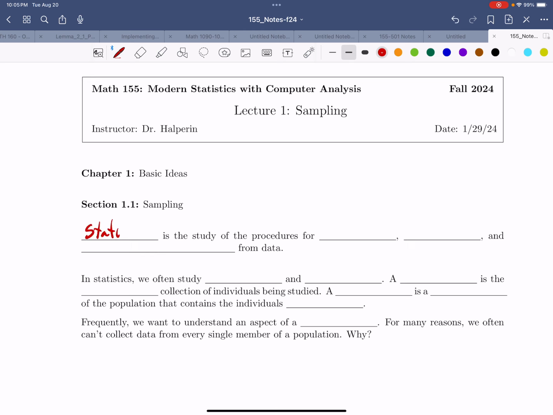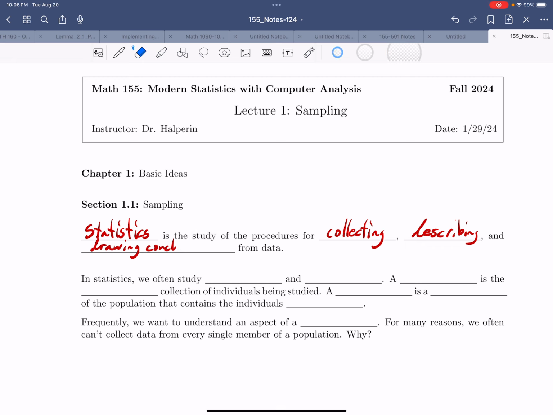Statistics is the study of the procedures for collecting, describing, and drawing conclusions from data. Right, so collecting the data, describing it, and figuring out what it means.